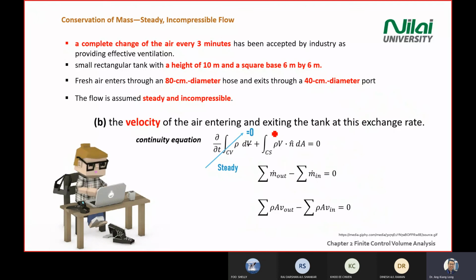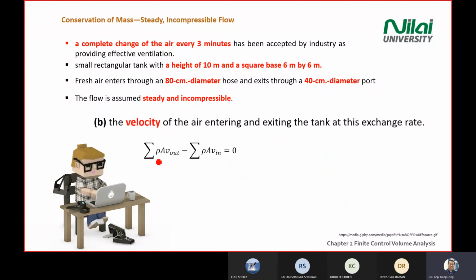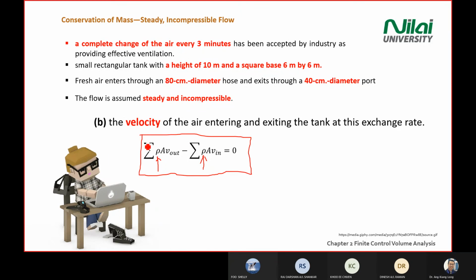All right, then you continue solving the question. You just now wrote rho A V out minus rho A V in equals 0. Then you start substituting the numbers. Now, in this case, although we don't have density in our question, when you simplify the equation, you can take out the rho, because the rho for the air is the same inside this mathematical model. If you move this one to the right hand side, you can cancel the rho. So there's no change of density in this case.